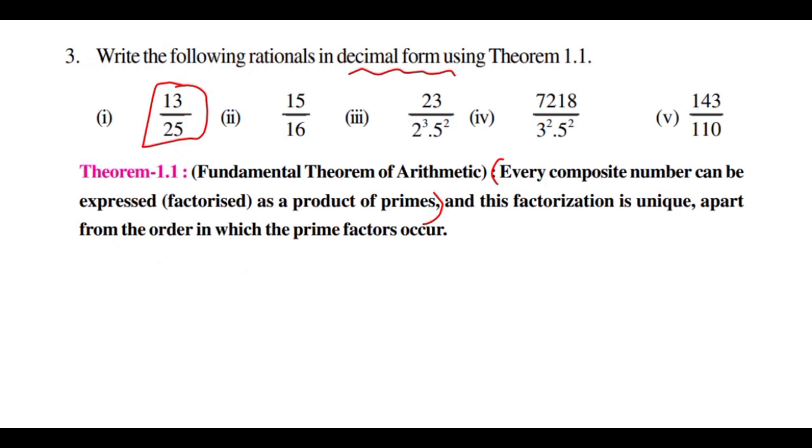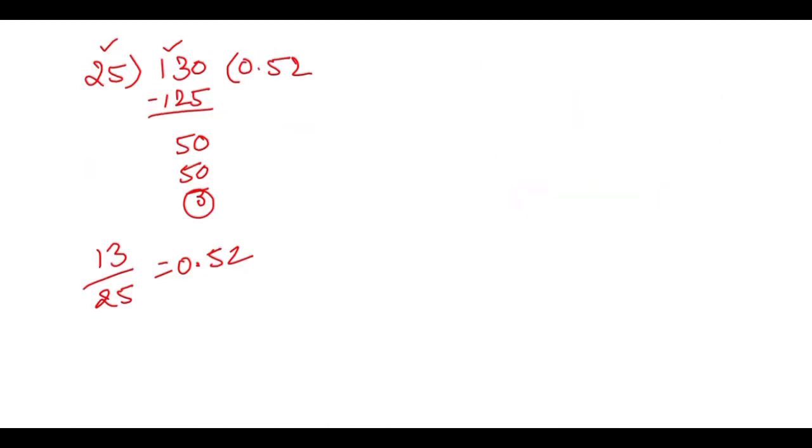Now what is the question asked here? You observe. Write the following rational number using theorem 1.1, which means by dividing into prime factors. The denominator should be divided into prime factors. That means how? It is very interesting. See, this 13 divided by 25.